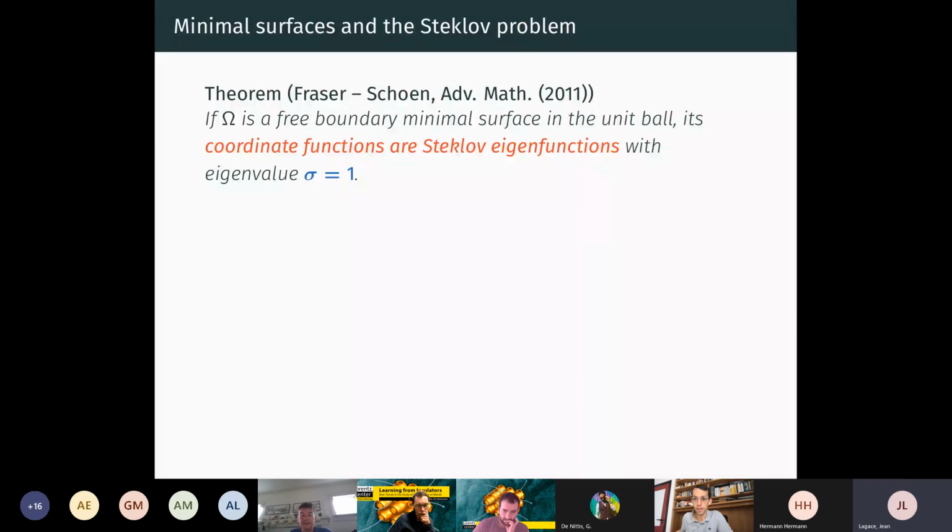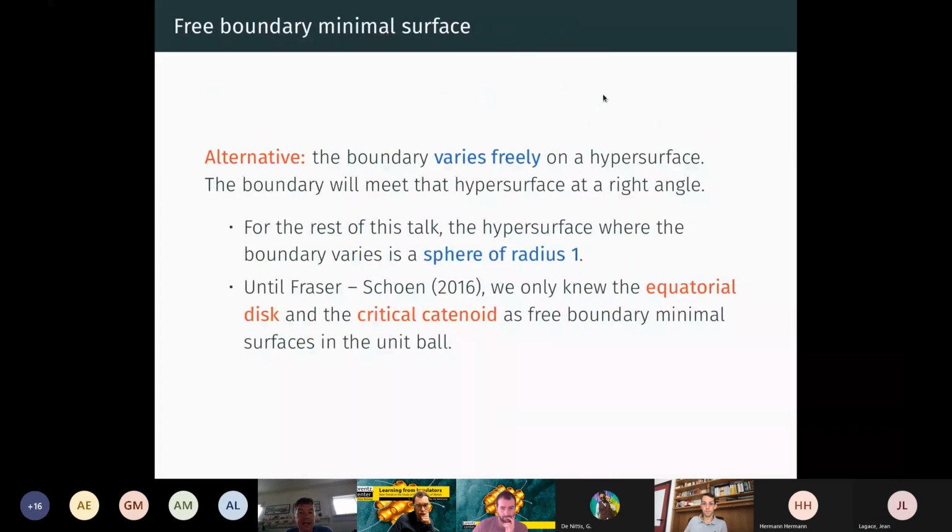Yes. So Emil, you have a question? You are muted. This constraint of meeting at 90 degrees can be relaxed, for example, to any other number?